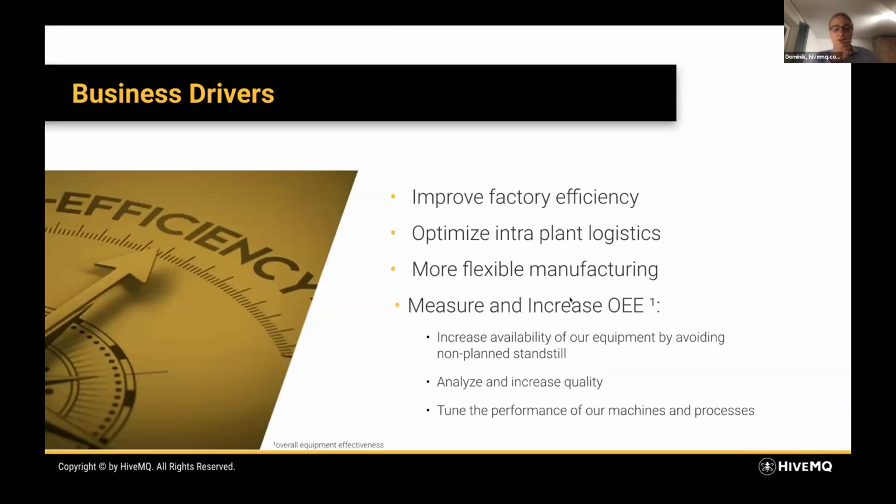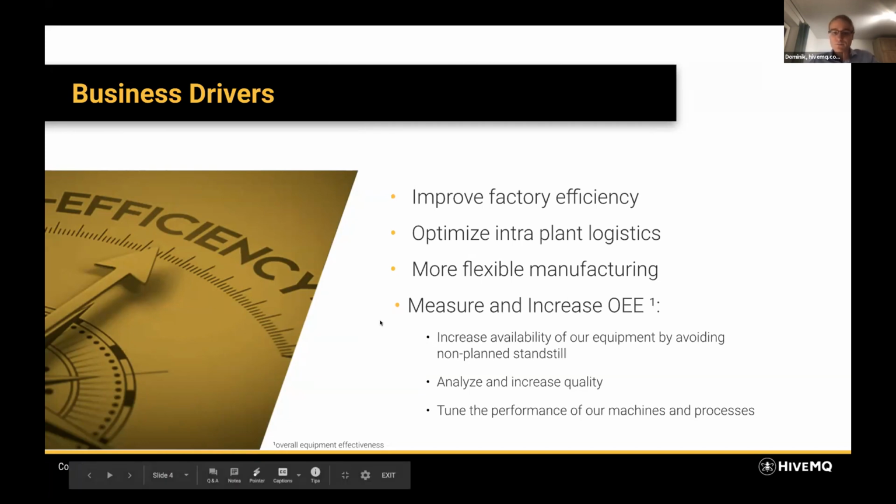And modernizing the infrastructure and modernizing the modern factory has a lot of unique business drivers. In general, it's really about improving the factory efficiency. It's about optimizing intra-plant logistics, more flexible manufacturing. So lot size one manufacturing is something that is very important for a lot of companies. And it's really about measuring and increasing the overall equipment efficiency by increasing the availability of the equipment and avoiding non-planned standstill. It's also about analyzing and increasing the quality and tuning the performance of the machines and the processes.